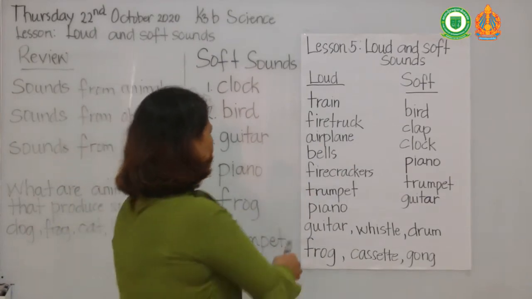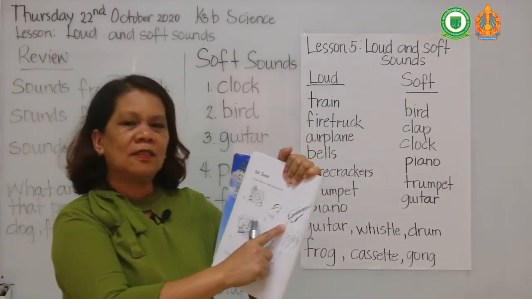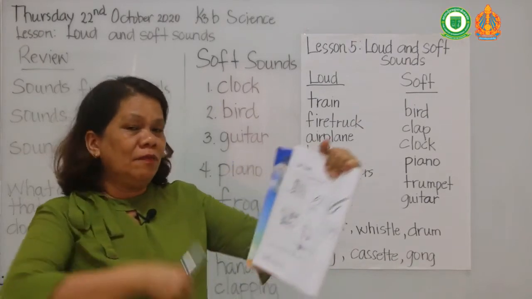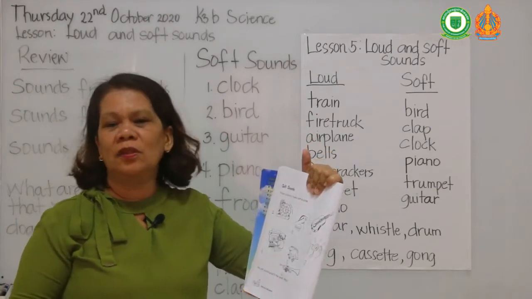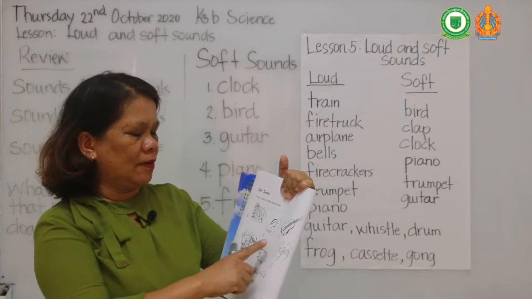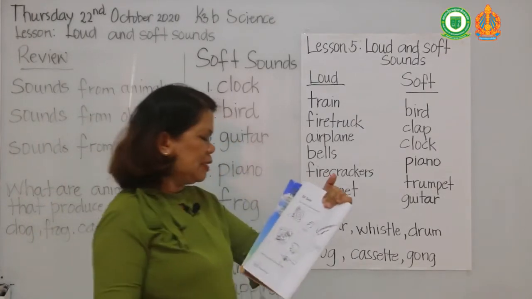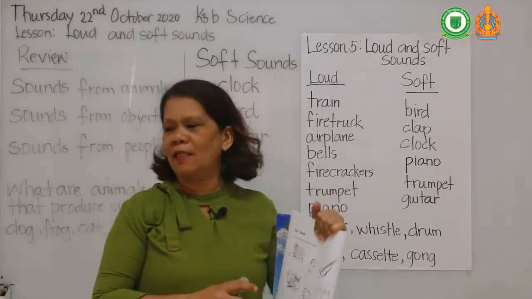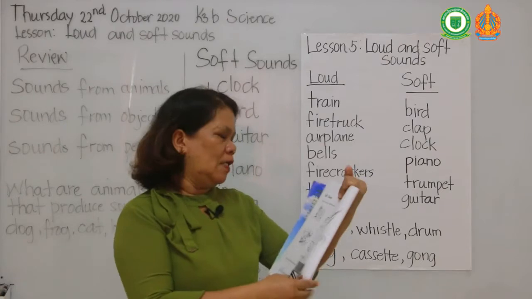And also guitar. Do you know what a guitar is? This is a guitar. You can adjust the volume of the guitar. You can make it soft, or if you want a big sound, you can make it a big sound. And also whistle. Do you know what a whistle is? A whistle is an object that a policeman uses. Whistle.